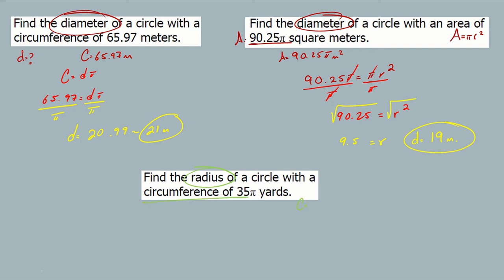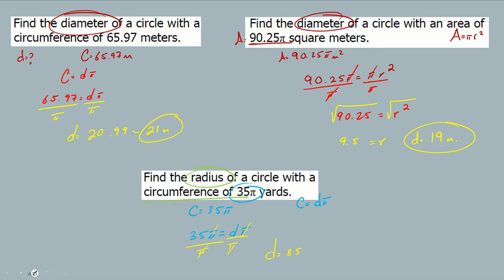We have find the radius of a circle that has a circumference of 35 pi. So remember, circumference can be given to us in two different methods. We're going to use diameter times pi. Now if you notice, that circumference is 35 pi, and so we're going to set 35 pi equal to diameter times pi. Now because they both have a pi in it, we divide by pi on both sides. They cancel out, and I'm left with a diameter of 35.